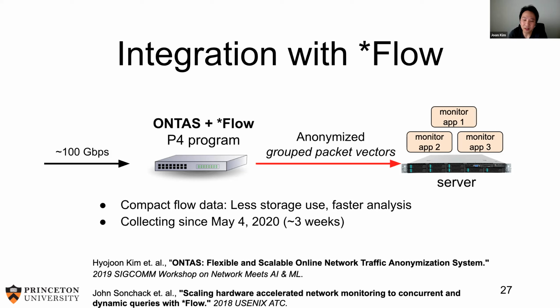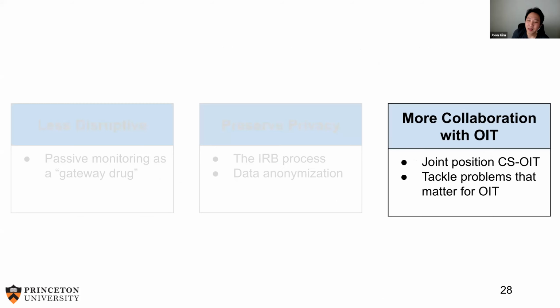But using this, we don't lose a lot of information and still use less storage. If you're more interested, you can look at these papers and read them. They have some good information with more detail as well. All right, so that's how we do data anonymization at Princeton.